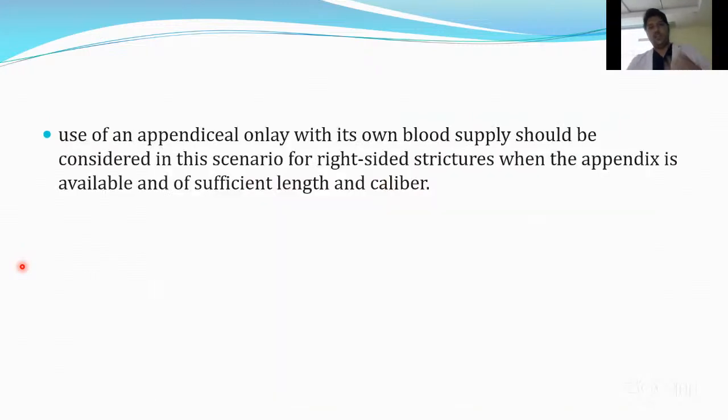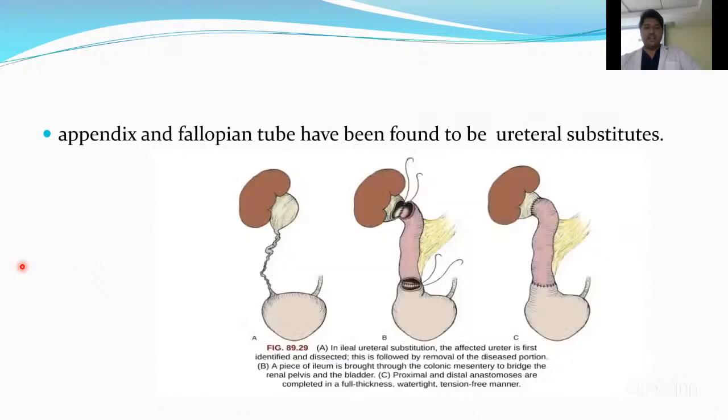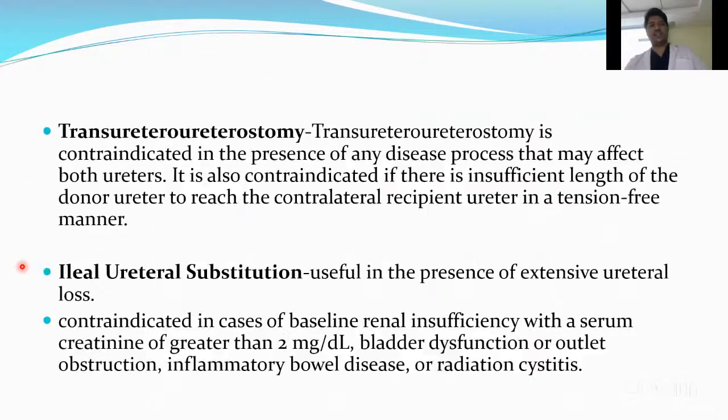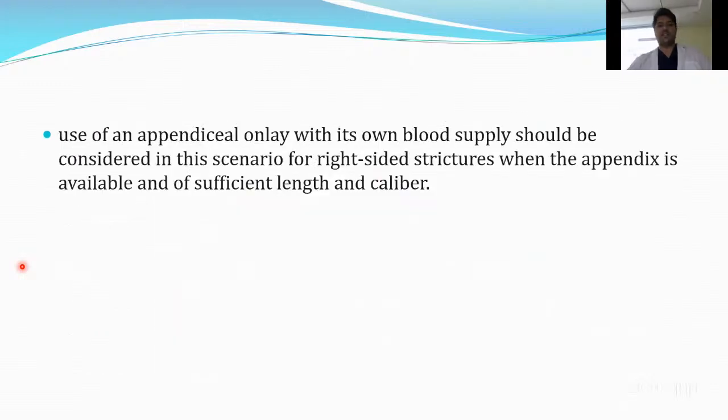The appendix, with its own blood supply, should be considered for right-sided strictures when the appendix is available and of sufficient length and caliber. The contraindications for ileal ureter substitution are baseline renal insufficiency with serum creatinine level more than 2, bladder dysfunction or outlet obstruction, inflammatory bowel disease, and radiation strictures.